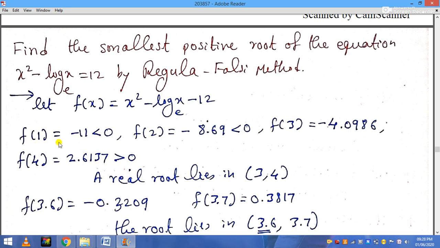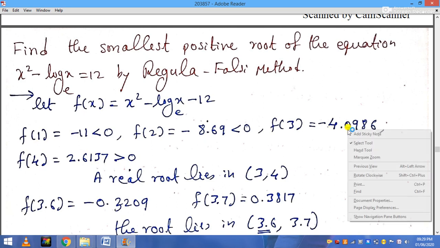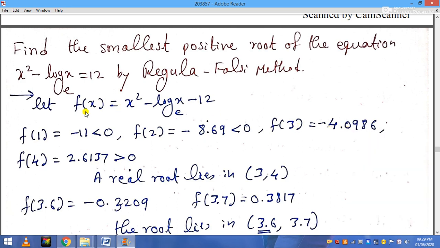Put x equal to 1, we get minus 11. Put x equal to 2, f of 2 is equal to minus 8.69. Put x equal to 3, f of 3 is equal to minus 4.0986. Put x equal to 4, f of 4 is equal to 2.6137. So by substituting 3 we get a negative value, and by substituting 4 we get a positive value. Therefore a real root lies between 3 and 4.